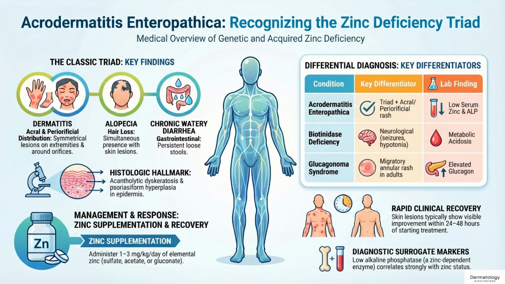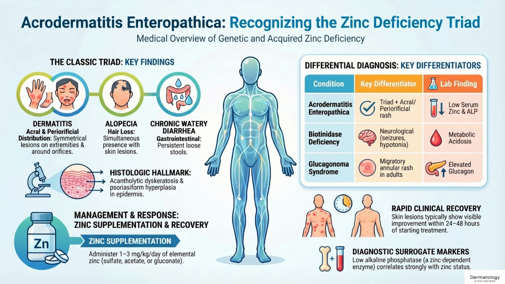So if the exam gives you a patient with acantholytic dyskeratosis, you have to build a mental flowchart. If they have seizures and elevated lactate, it's biotinidase deficiency. If it's an older adult with sudden diabetes and weight loss, it's a glucagonoma. If it's a baby with diarrhea and no neurological deficits, it's AE. If they are on TPN, it's acquired.